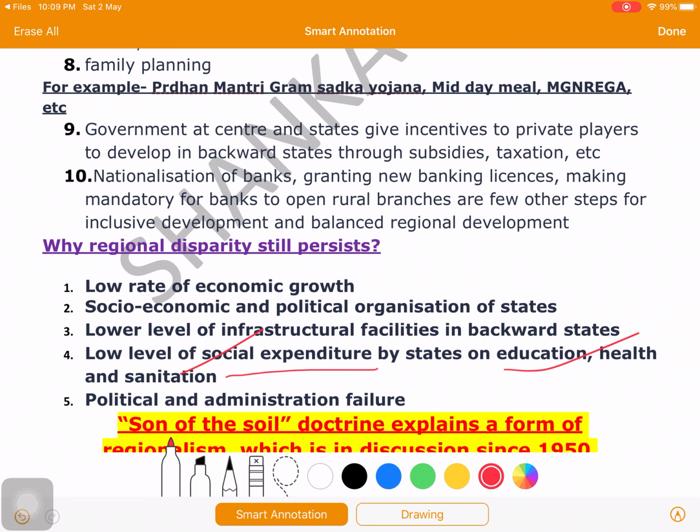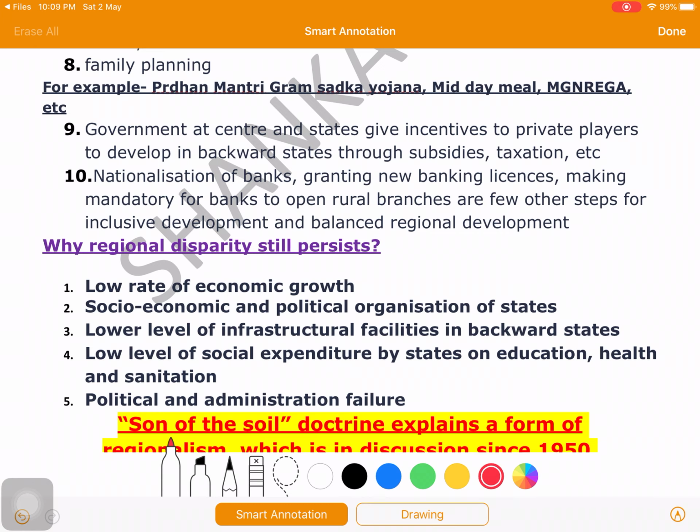The states which have invested heavily on these subjects fall under the developed and advanced states. For example, Tamil Nadu, where healthcare services in primary health centers are a benchmark for other states. Likewise, every state should come up with new challenges where it should take a stand for making a nodal agency in order to fulfill their criteria, especially in the social expenditure.